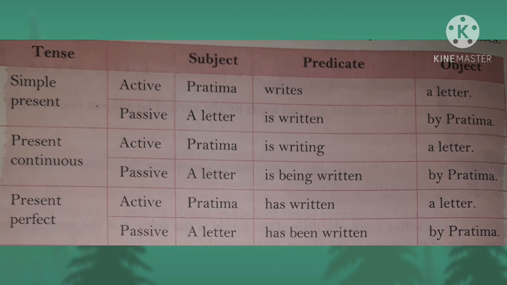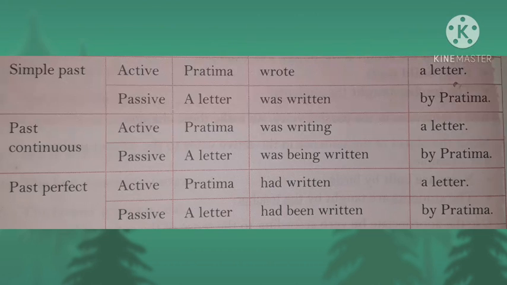Present perfect. Active: Pratima has written a letter. Passive: A letter has been written by Pratima. So with the perfect tenses, we have to use the word been. Then simple past. Active: Pratima wrote a letter. Passive: A letter was written by Pratima.